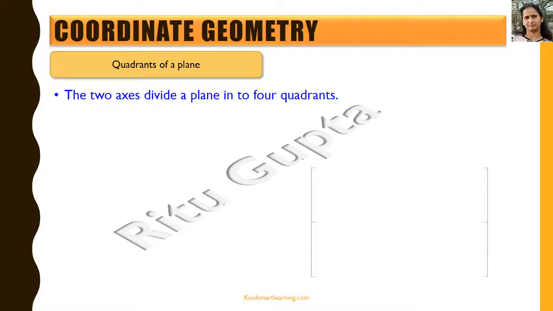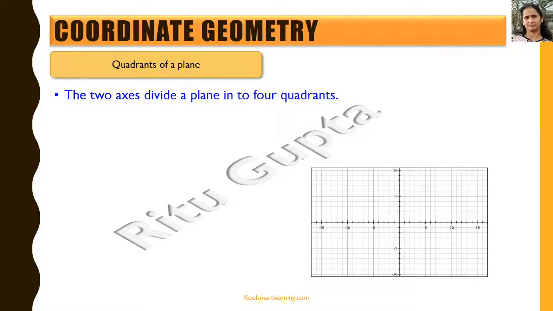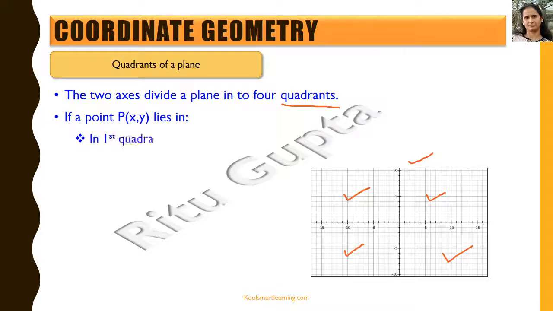Quadrants of a plane. Two axes divide a plane. This complete box is the plane, and the axes divide this plane into these 4 parts, which means 4 quadrants. Now if a point P(x, y) lies in the first quadrant, this is the first quadrant, and the point is represented by an ordered pair (x, y), then both x and y will be positive, both greater than 0 in the first quadrant.